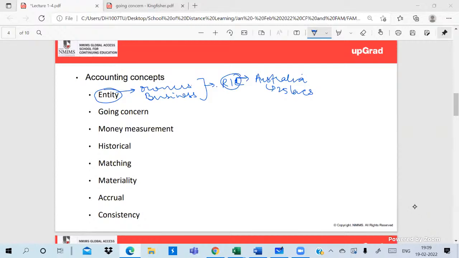Then let's look at the next one, going concern. Anyone who can tell me what you mean by a going concern?